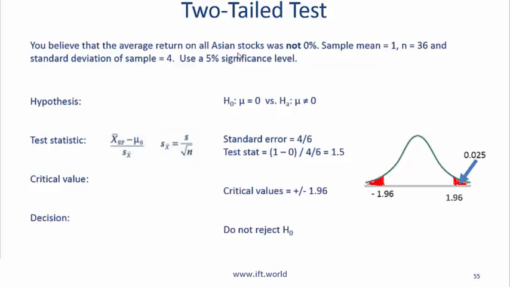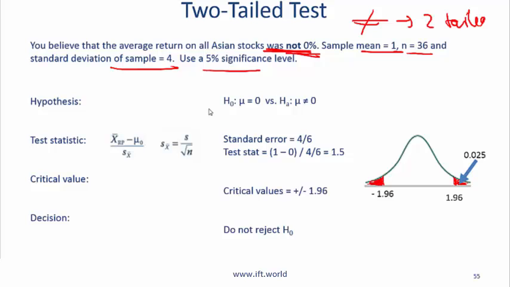You believe that the average return on all Asian stocks was not 0%. So you go to all Asian stocks and pull a sample, and the sample mean is 1%. Your sample size is 36, and the standard deviation of the sample is 4. And you want to use a 5% significance level. The moment you have a belief which says not equal to, then it means that you are doing a two-tailed test. If you have a belief that a number is greater than something or less than something, then you do one-tailed. So we've established that a not equal to implies two-tailed.